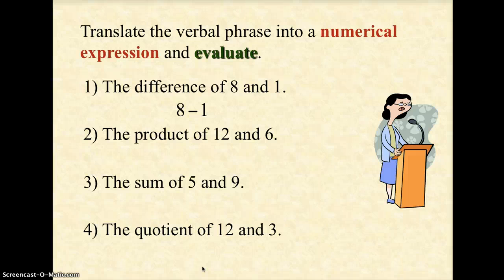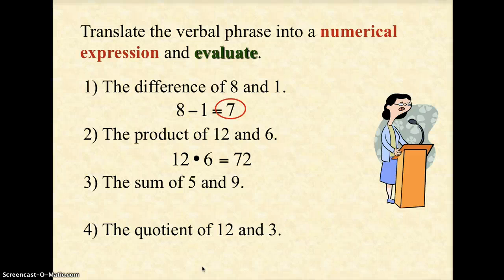How about the product of 12 and 6? Look at your notes. There was a mention of the word product. What are you going to write? Okay, it should be 12 times 6. And then I'm going to write the answer, 72.